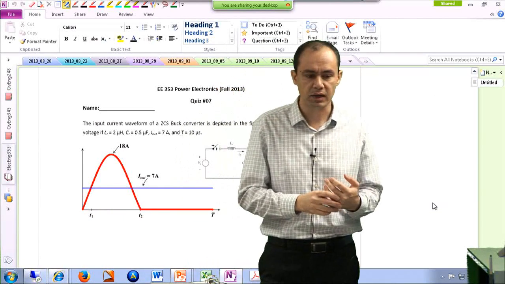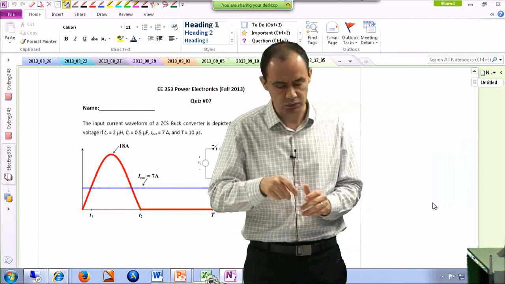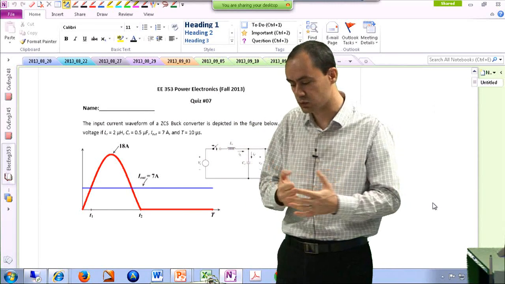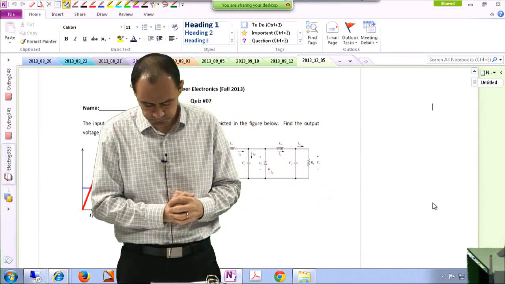But the file is programmed in a way that you can pretend that you are going to take the final exam, put your score over there, and see how it is going to impact your overall grade if you choose to take the final. And remember, the final has 30 points.